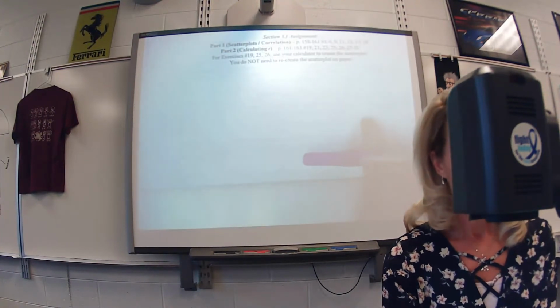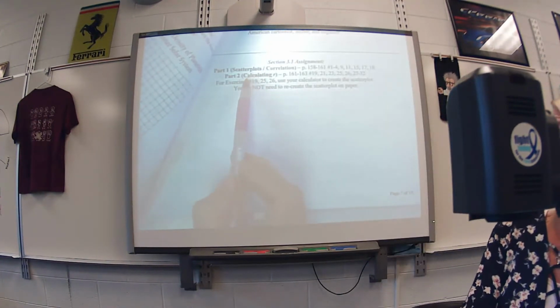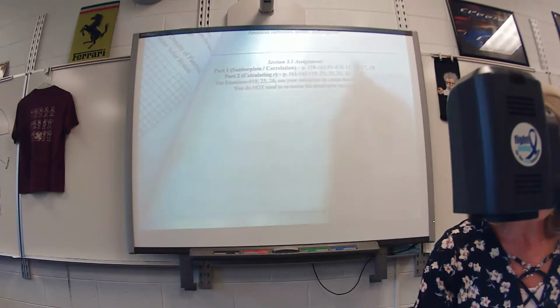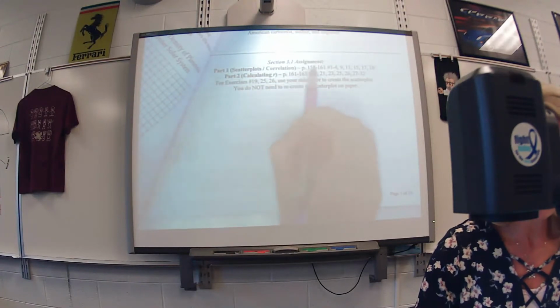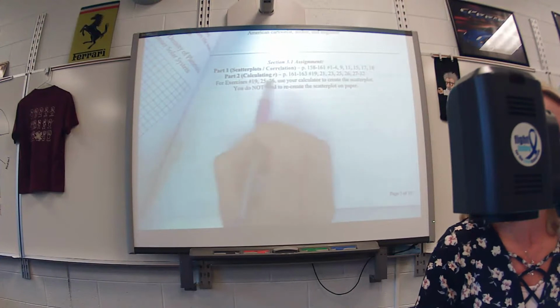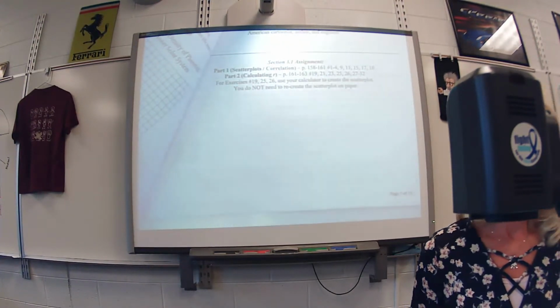All right, so when you look at the assignment, we started doing the calculating R here, but if you want to work on the homework, I would only do part 1 right now. Just scatter plots and general correlation, not calculating the R by hand. Okay, don't worry about that right now.